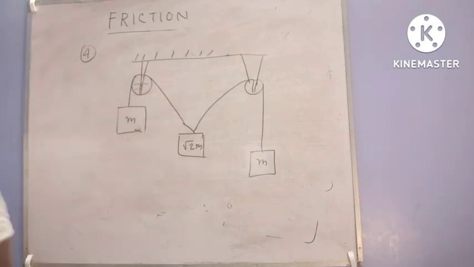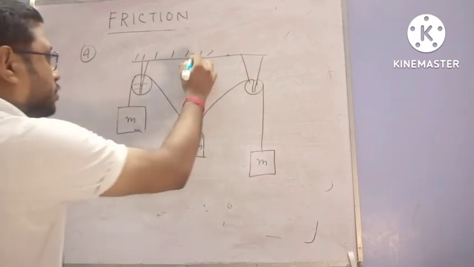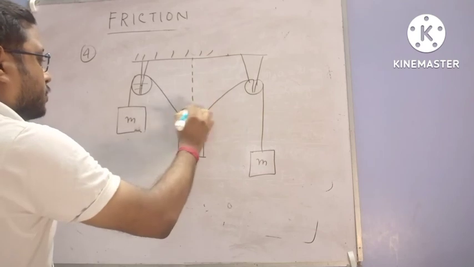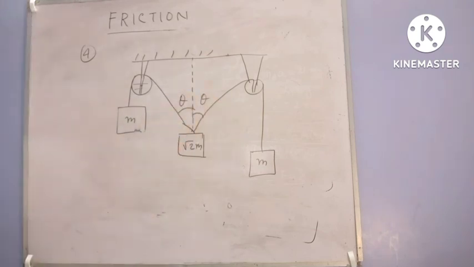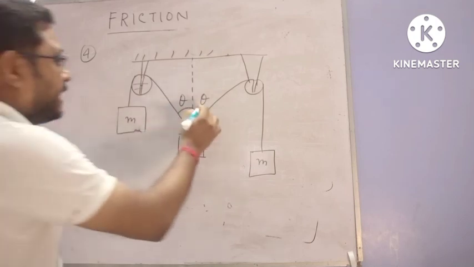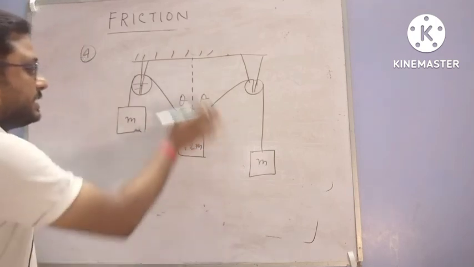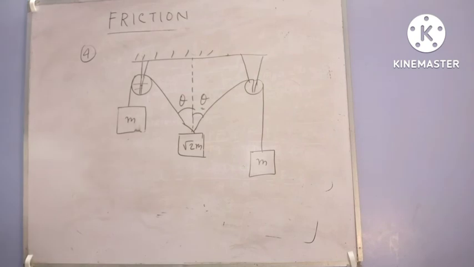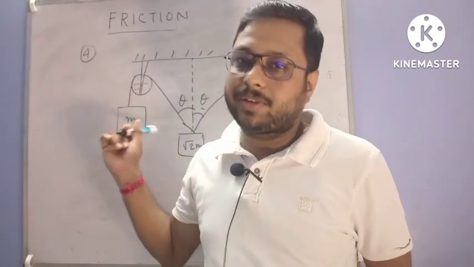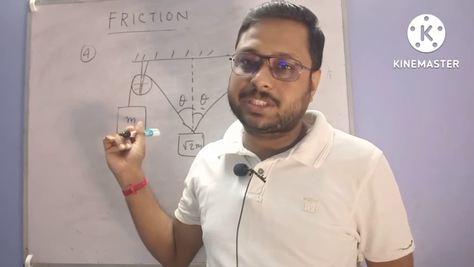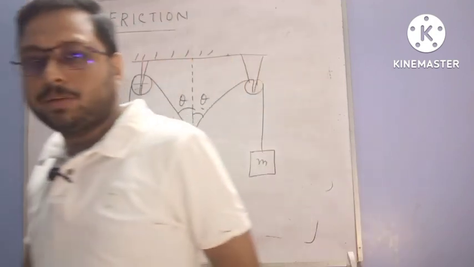Now this is theta and this is also theta. What is the value of theta so that the system remains in equilibrium? The system remains in equilibrium, that is, no force is applied on it, or the net force applied on it is 0. What is the value of theta?